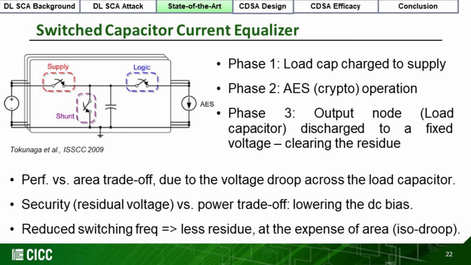The switch capacitor current equalizer based implementation operates in three phases. In the first phase, the load capacitor is charged to the supply voltage. During the second phase, the crypto operation is performed, and finally, in phase 3, the output node is discharged to a fixed voltage to clear the residue. This technique offers high security but suffers from multiple trade-offs between performance, area, power, and security, leading to a 2x performance degradation.